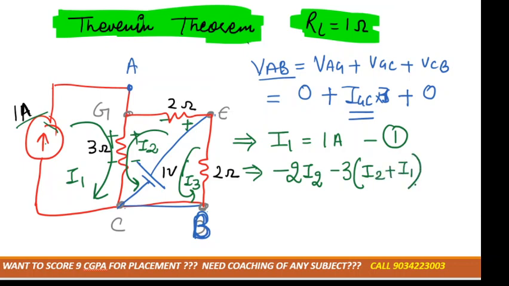Yes, I2 plus I1, then plus 1. Plus 1 volt is there. Plus 1 is equal to 0. Now tell me the third equation. Is equal to 0. From here only you will get the value of I3. I1 we know, we can just put it in the second equation, then we'll get I2, right?